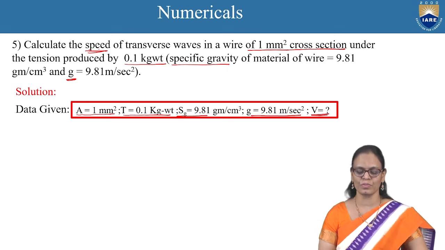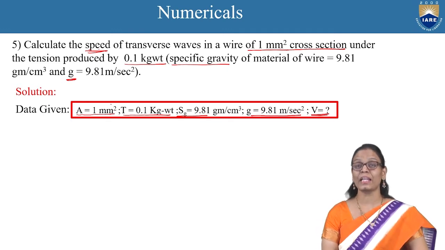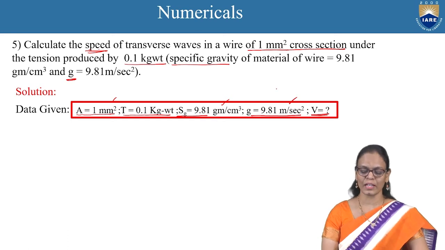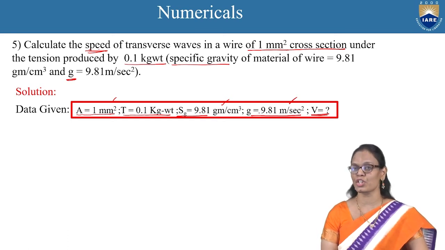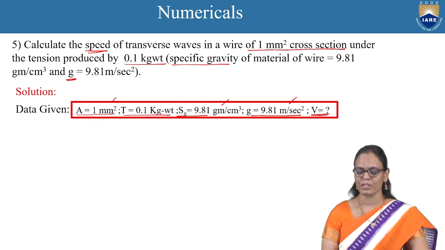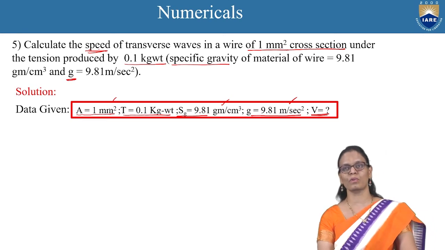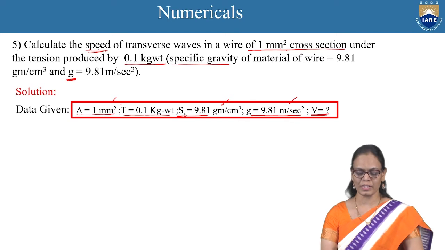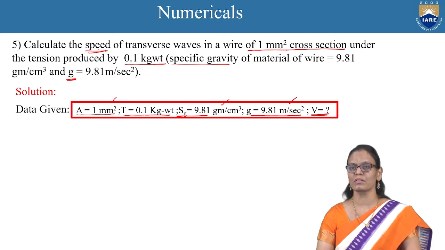So one thing you need to focus on here is area is given in millimeter square. Sg, the specific gravity, is given in gram per centimeter cube. And acceleration due to gravity is given in meter per second square. So there is every need to do the conversion of units. We have to convert all the quantities into the same system of units. So we'll be doing it in SI system. So we will convert this millimeter square also into meter square and the specific gravity into kilogram per meter cube. So first we'll do the conversions.